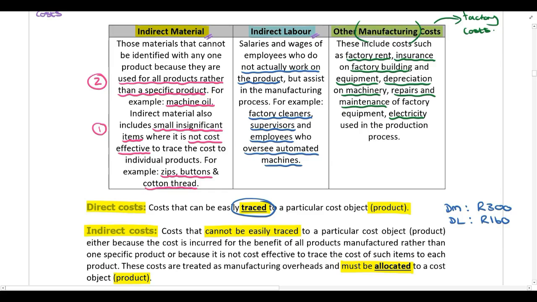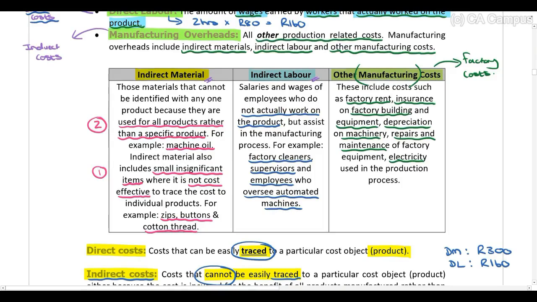On the other hand, I said to you that indirect costs cannot be easily traced to a particular product, and instead the cost must be allocated. So let's look at this in a bit more detail. Your manufacturing overheads are indirect costs, and your manufacturing overheads includes indirect material, indirect labor, and your other manufacturing costs.